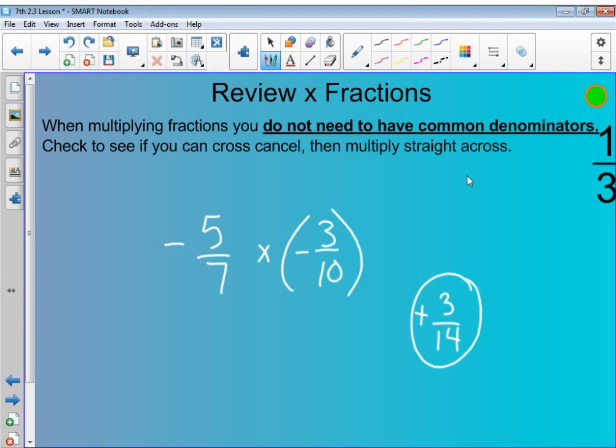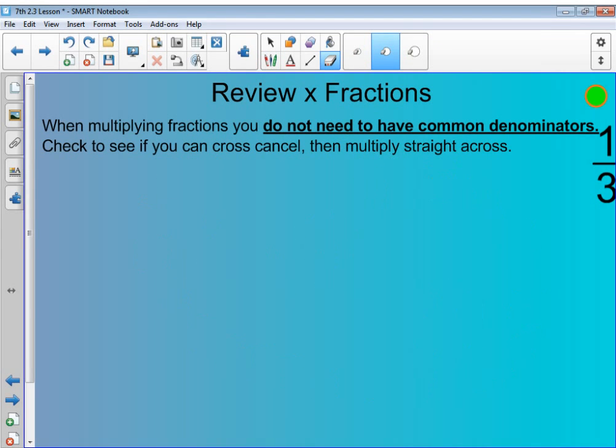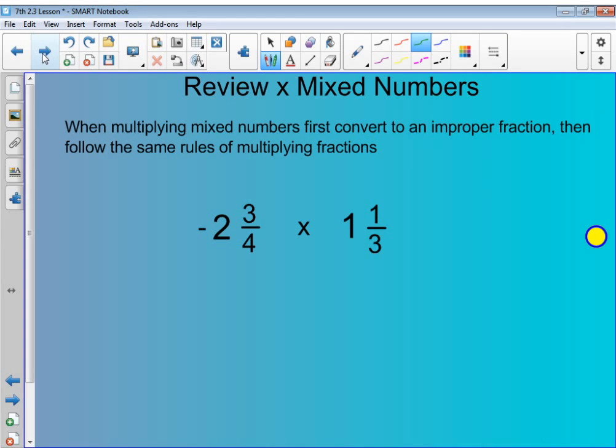So you should have gotten +3/14 when it was reduced down. Okay, so that's working with just regular fractions. Now we're gonna move in and review really quick, working with mixed numbers. So when you have a mixed number and you multiply, you can't actually multiply or divide mixed numbers. You have to change them to improper fractions.